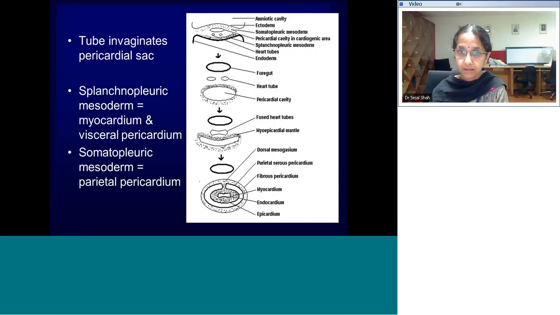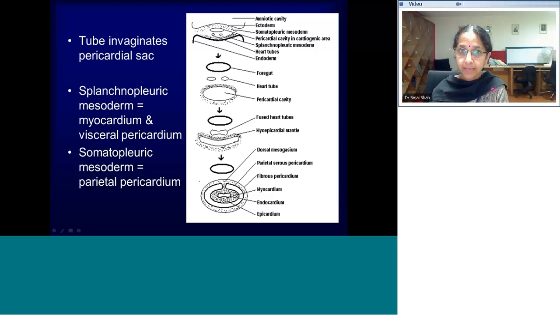The foregut is here and the mesoderm is here. Now in the mesoderm, we can see that these are the two endothelial heart tubes, and this is the pericardial cavity. The endothelial heart tubes and the pericardial cavity are close to each other, and slowly these tubes invaginate the pericardial cavity. Because of which, at the end of folding, we have the endothelial heart tubes which are fused now in the center, the splanchnopleuric mesoderm surrounding it, the pericardial cavity surrounding it, and then the somatopleuric mesoderm.